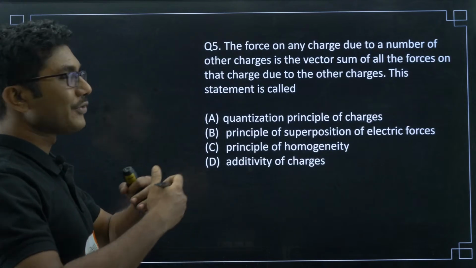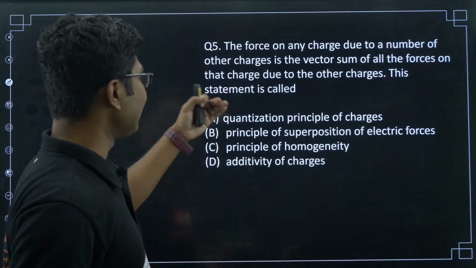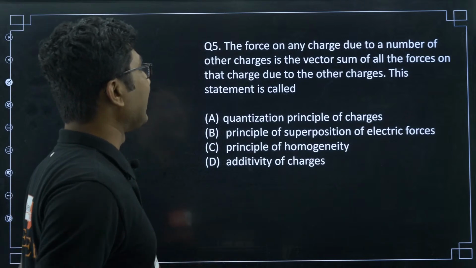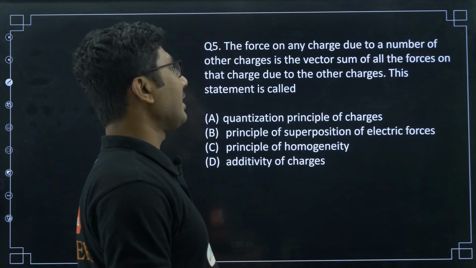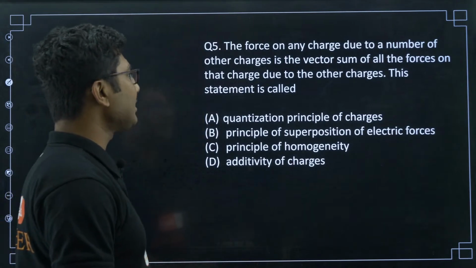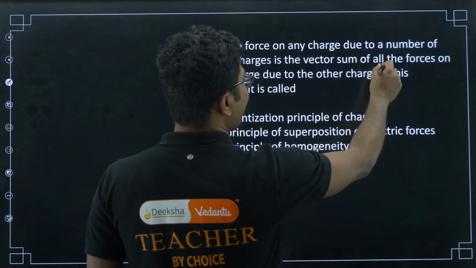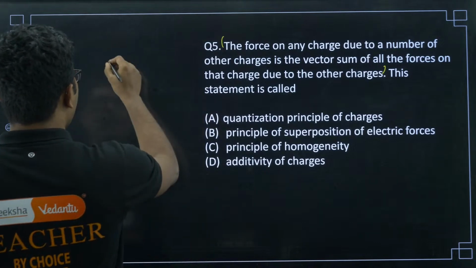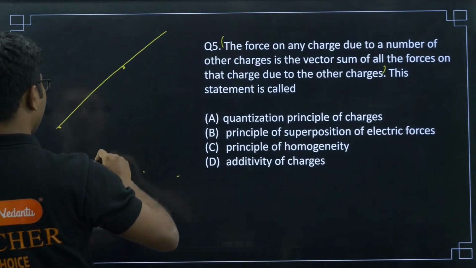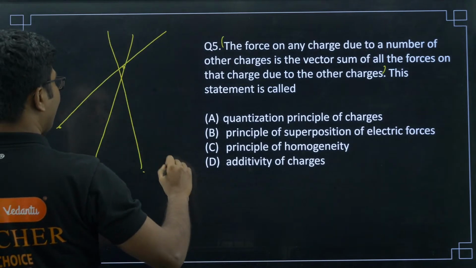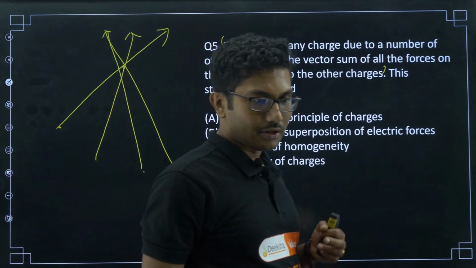Now, let us move on to question number 5. Again, this is some principle of charges. The force on any charge due to a number of other charges is the vector sum of all the forces that the charge feels due to the other charges. This statement might look a little confusing, but it is very easy: the force on a single charge due to multiple charges is the vector sum of all the forces acting on it, right. Now, what is the name of this law?